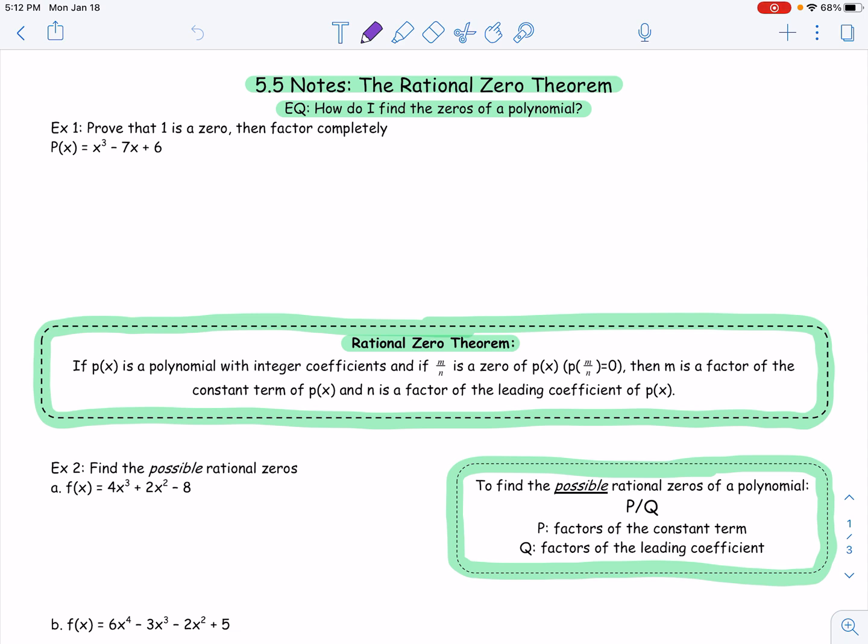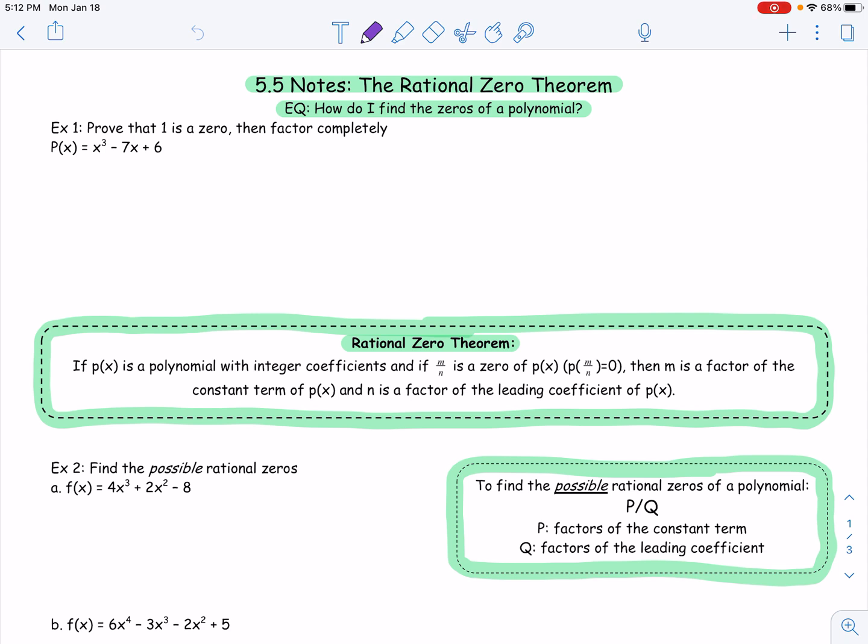Well, that's really easy when the polynomial is factorable. But what happens if it's not factorable? That doesn't mean that it doesn't have real zeros, that it doesn't cross the x-axis. So this rational zero theorem is going to give us a way of finding those zeros.